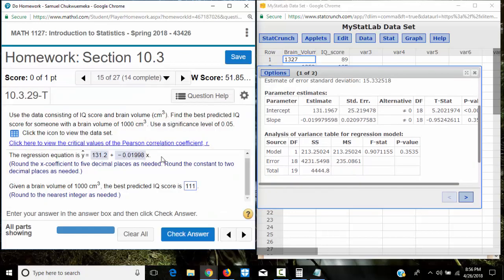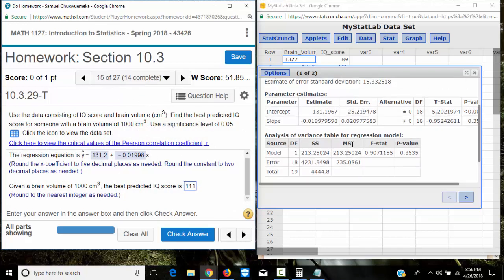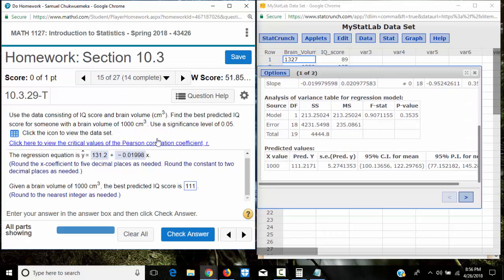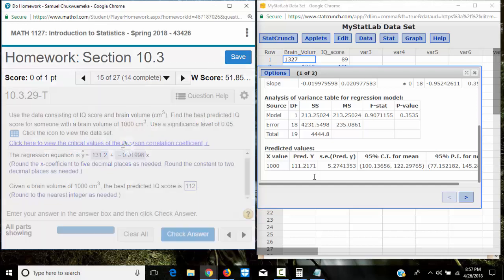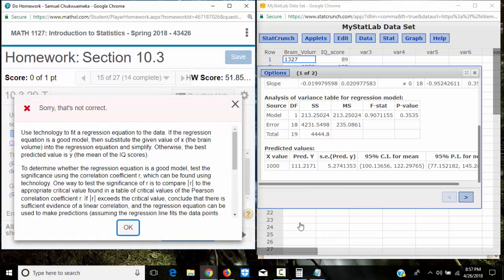Okay, so I don't know whether it's the problem of StatCrunch or the thing with the Pearson here. Well, it's the same company that owns both of them anyway, Pearson. So we tried 111, it didn't work. Just put 112. But to the nearest integer, as you can see here, is 111. But just put 112. Oh wow! It says 112 is still wrong as the predicted y.